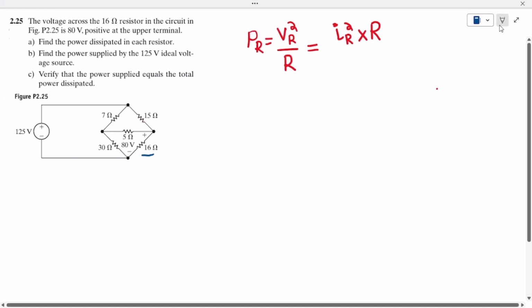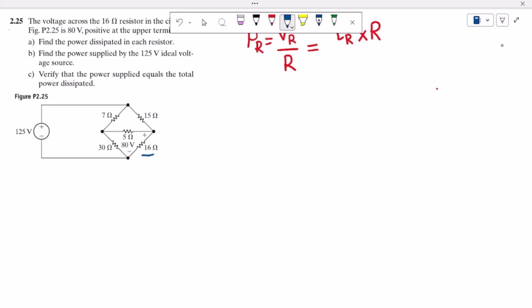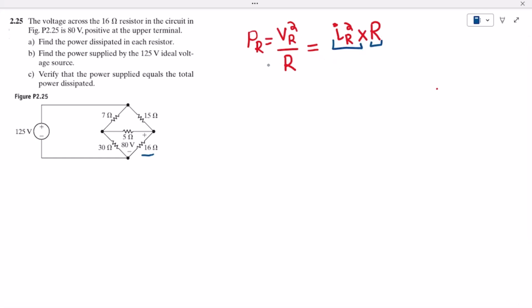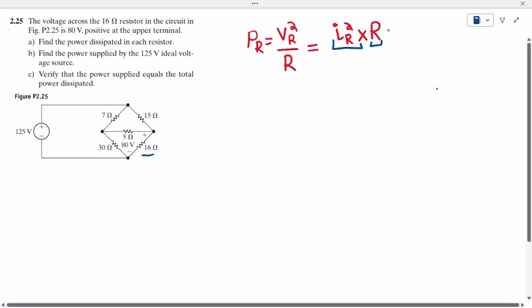But in order to look for it, we can see that the resistances are given, which are 7 ohm, 15, 5, 30 and 16, but the values of the currents are not given. Similarly the voltages are not given as well. You can use any one of these formulas, but here we are going to use this one, and therefore I will find out the value of the current through each of the resistors here.